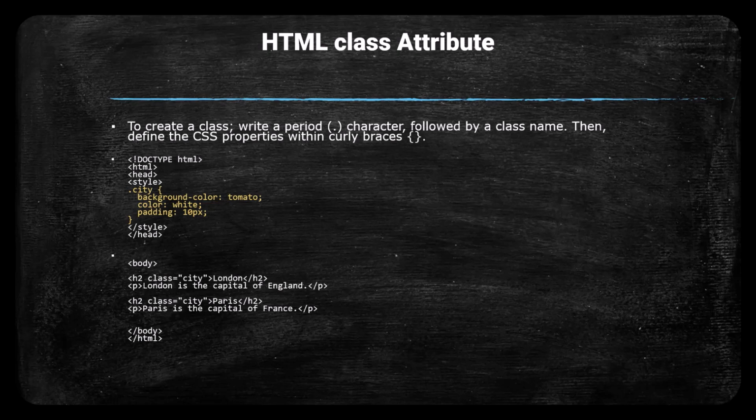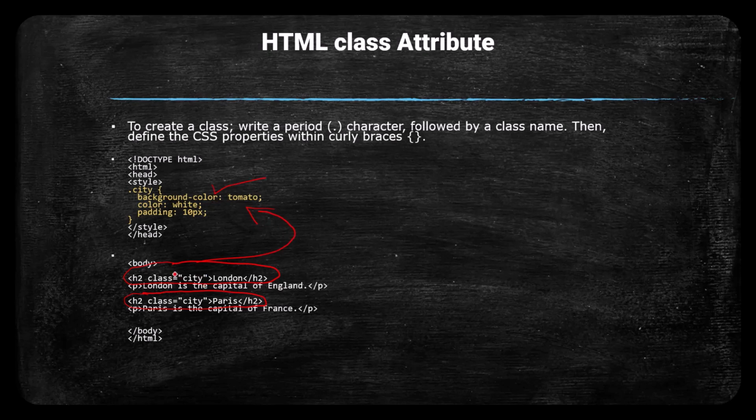As I mentioned here, if you want to use a class, for example, here I use a class named city. So h2 class city London, and here I again use h2 class city Paris. So I use the class word two times. Why do I use class? I use this class word so that in CSS I can change it all at one time.